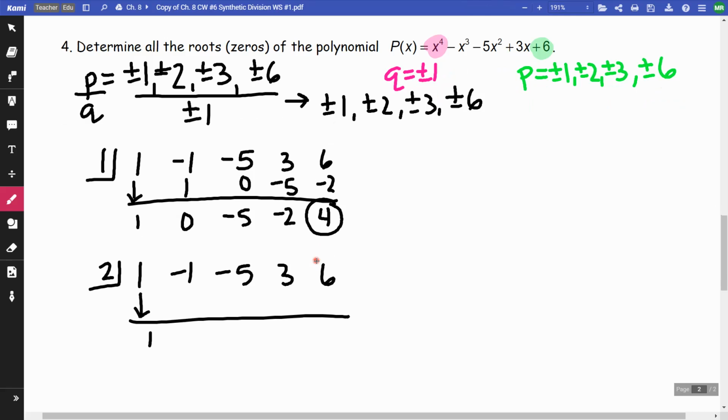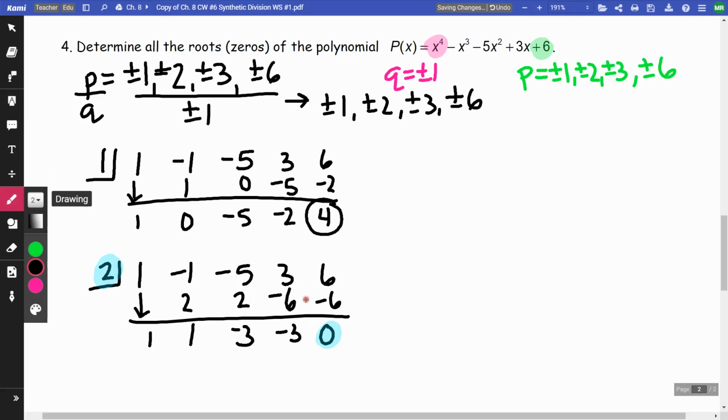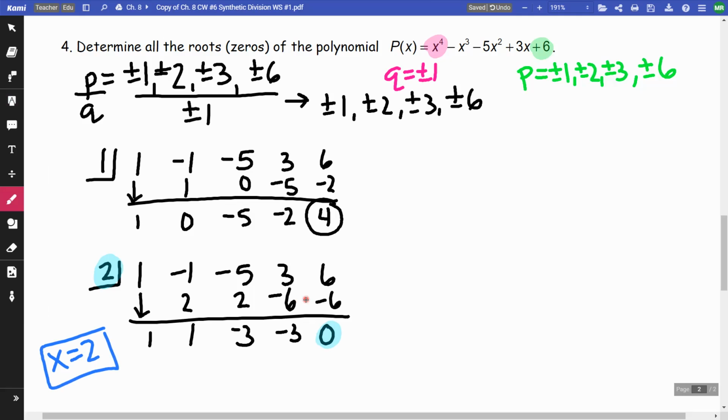Okay, so bring down my 1. 1 times 2 is 2. I add, I get a 1. 1 times 2 is 2. I add, I get a -3. Negative 3 times 2 is negative 6. I add, I get a negative 3. Negative 3 times 2 is negative 6. I add, I get a 0. So I found one of these. I got a 0 when I was using 2. So x equals 2 is a solution.